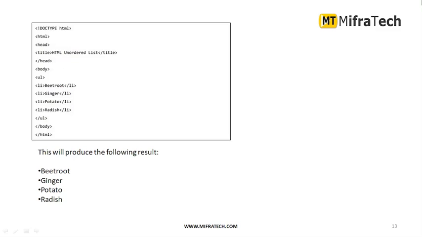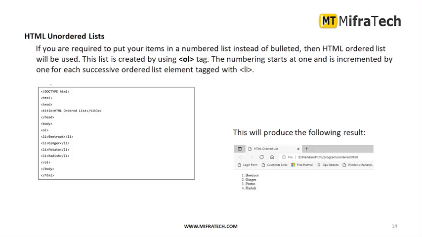You can see an example here. It has been created with the UL, then a list: beetroot, ginger, potato, radish. The output you have seen, it will create it as a single bullet.